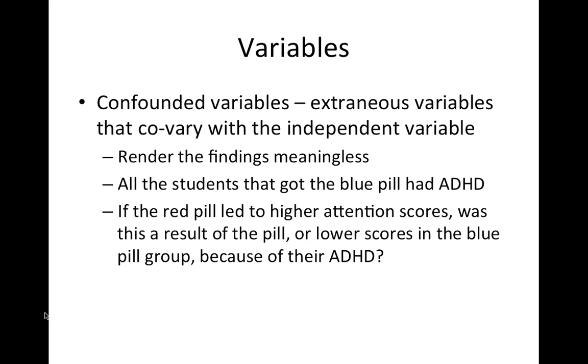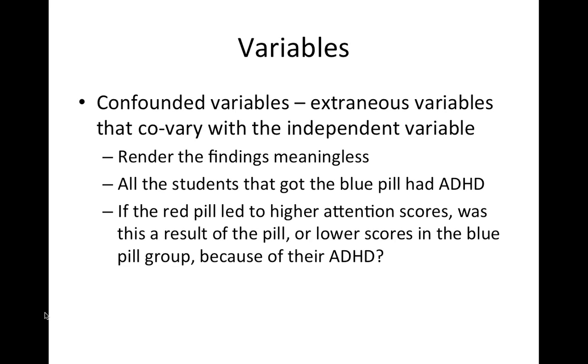Now, the problem with confounded variables is that they render the findings of a study absolutely meaningless because there's an alternative explanation. If you notice in our design, we had a confounded variable, and that is that everybody that got the blue pill had ADHD. So the difference between the blue and the red pill was confounded by the variable of diagnosis. If the red pill led to higher attention scores, was this a result of the pill or lower scores in the blue pill group because of their ADHD? We have no way to rule that alternate explanation out, and it renders our findings meaningless.